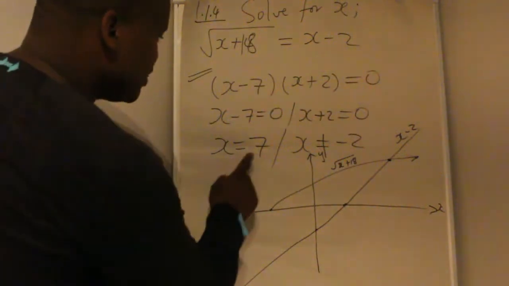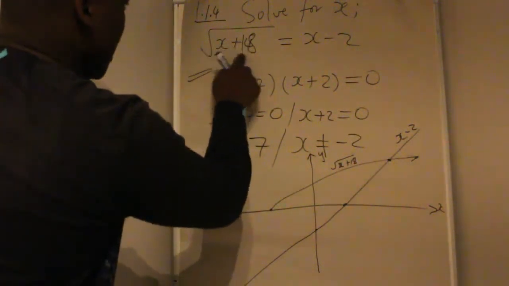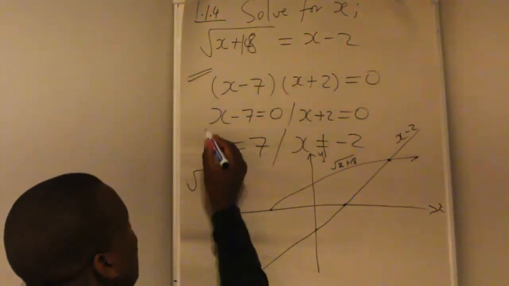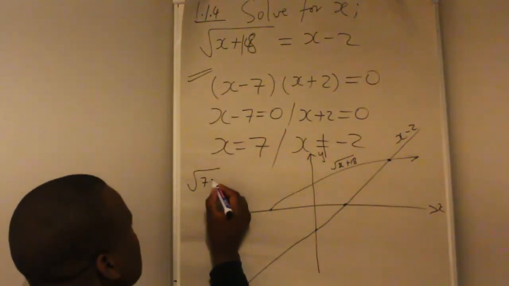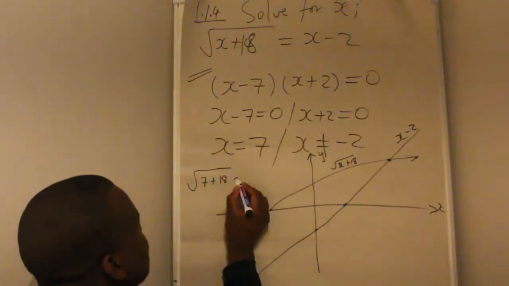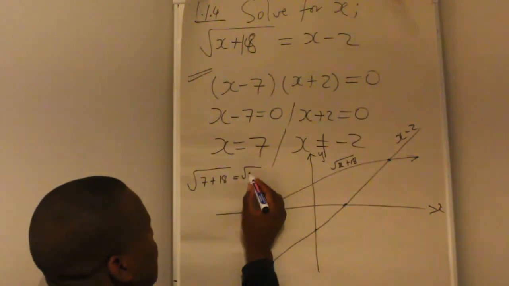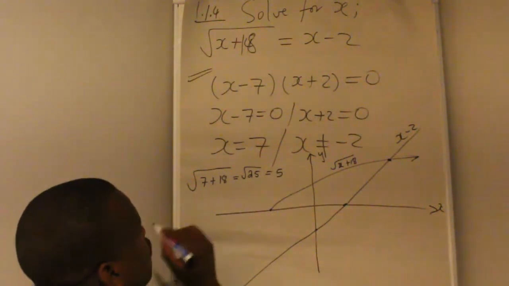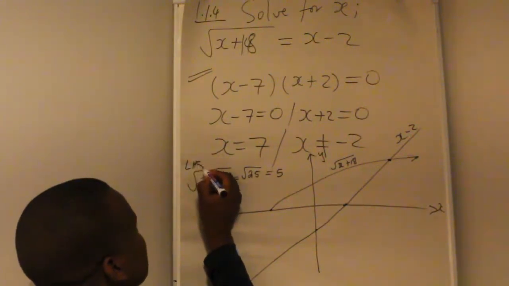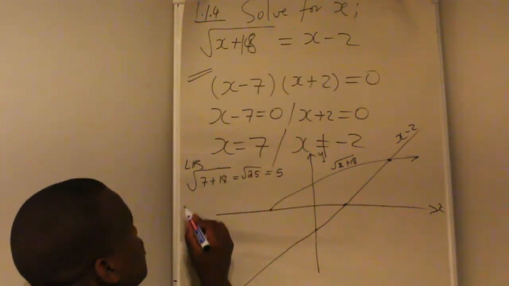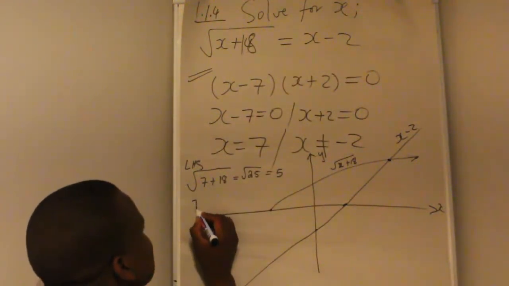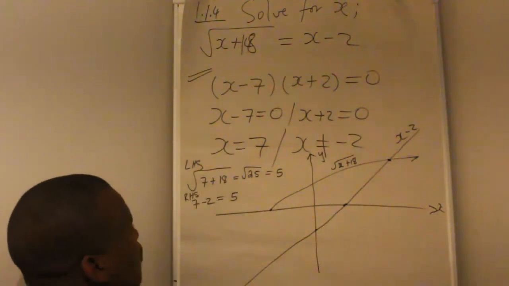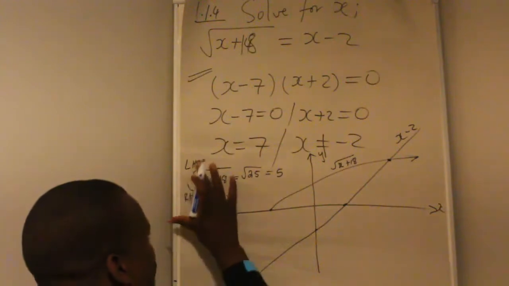For example, if we take 7, let's substitute it here. The square root of 7 plus 18 is equal to the square root of 25, which is equal to 5. This is your left hand side. Let's go to your right hand side: x minus 2, your x is 7, minus 2, which is equal to 5. Your right hand side and left hand side are both the same for x is equal to 7.